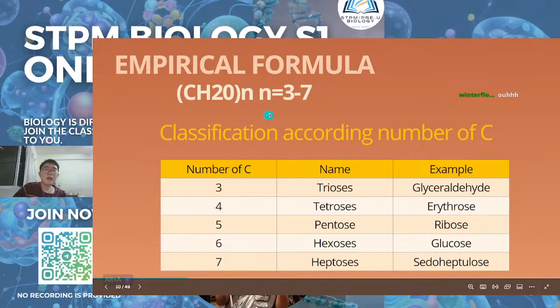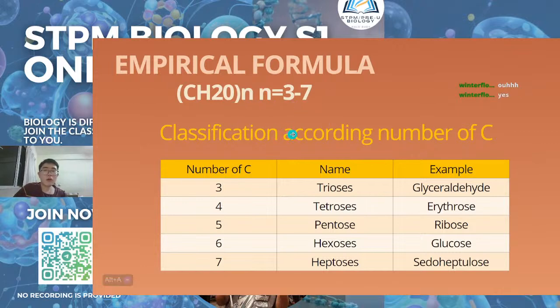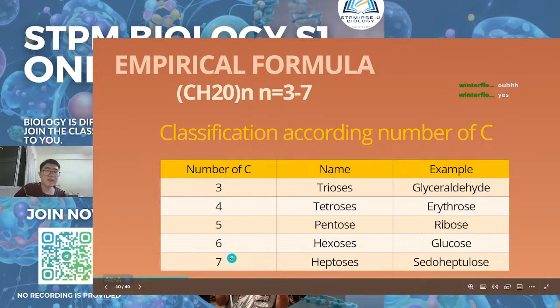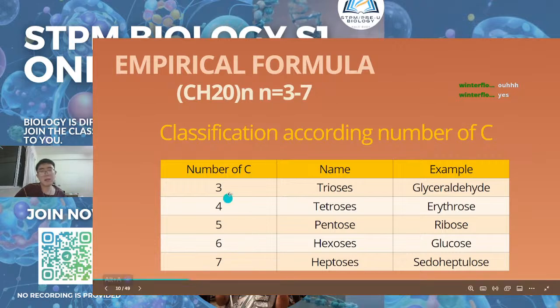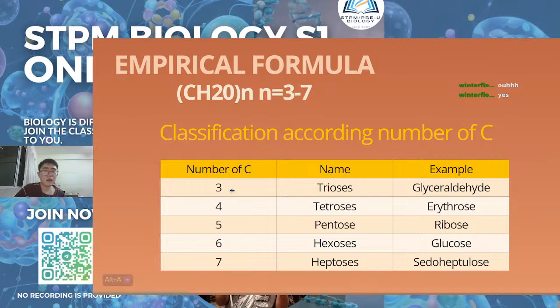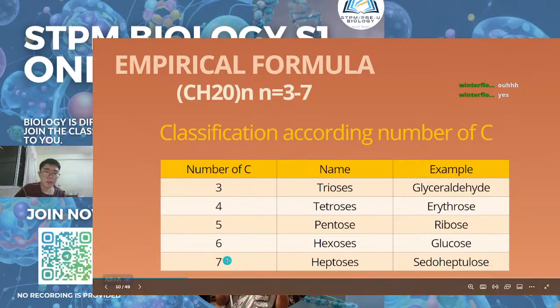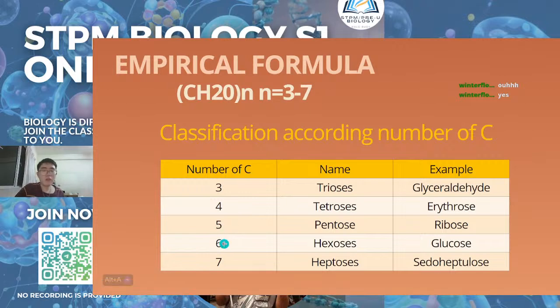Okay, for the empirical formula for the carbohydrate, the monosaccharide classification is based on the number of carbon, either 3 until 7. Nowadays, the basic unit of monosaccharide has the least number of 3 carbon, and the highest is 7. But normally we use 5 or 6. In general metabolism, in biochemistry, C equal to 5 and 6 are the most common.